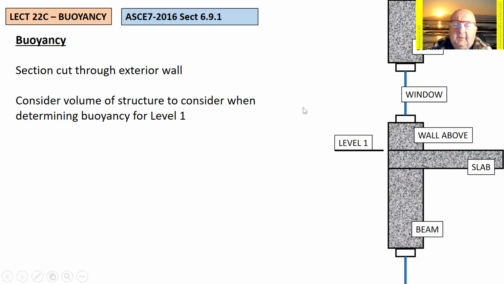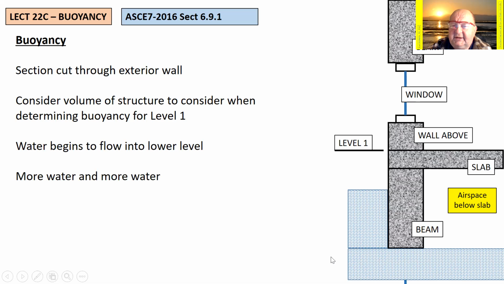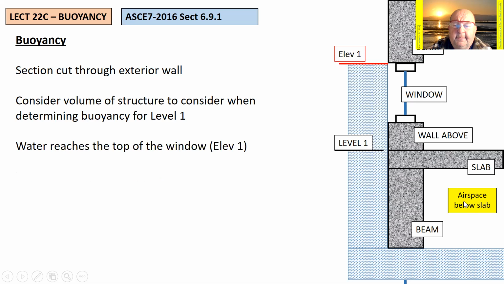Now, my water begins to come in during a tsunami. It flows in through that window below me. The water rises a little bit higher, gets up to the beam soffit. But now, as the exterior of the water rises, no longer does water flow in underneath this beam because literally I've trapped some air, and that air won't allow the water to begin to fill this void.